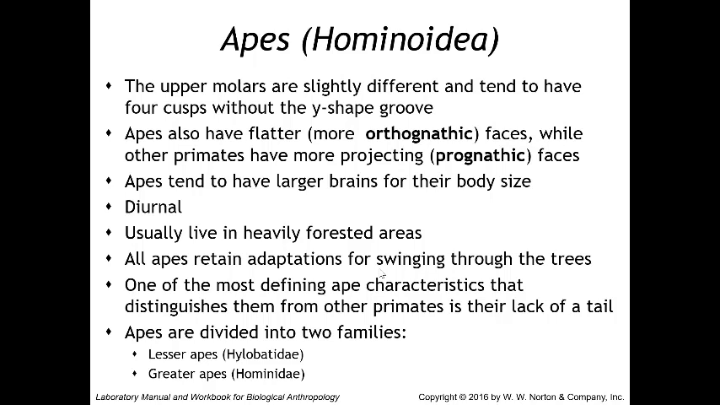One of the most defining ape characteristics that distinguishes them from other primates is their lack of a tail. So no apes have a tail. This is an important shared derived trait that highlights their close evolutionary relationship. So anytime you see a stuffed animal that has a tail and it is marked as a chimpanzee, know that it is wrong, right? No apes have tails.